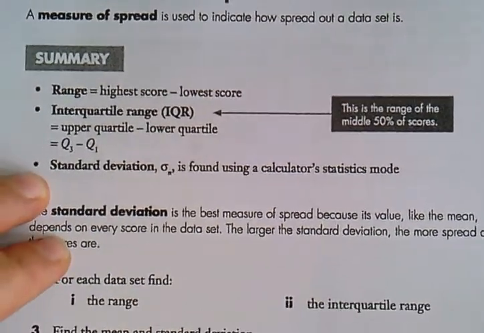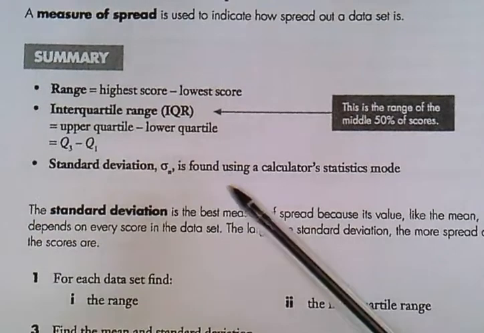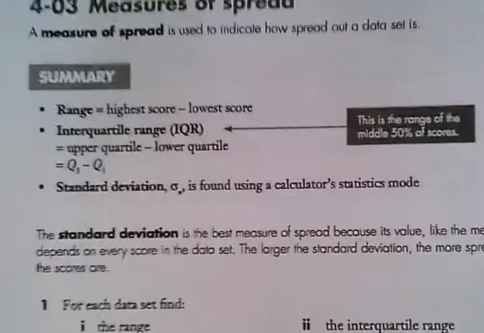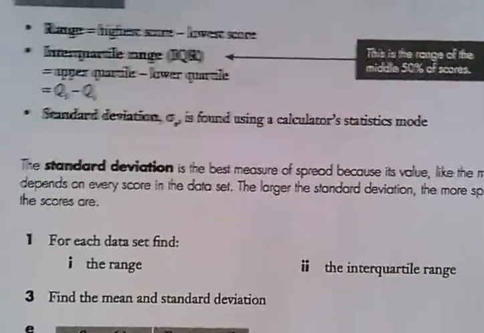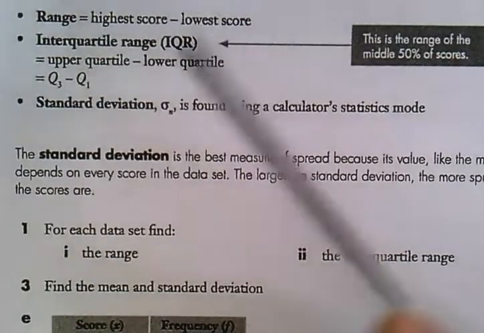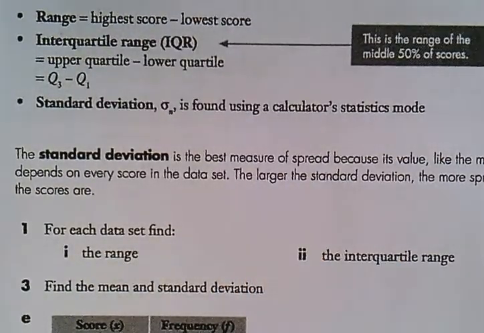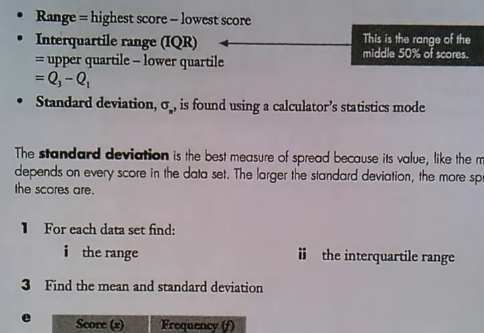And standard deviation, you can only calculate that using your calculator in statistics mode. That takes into account every single score. So range is your highest minus lowest score. It's very much affected by outliers. Your interquartile range is looking at your middle 50% of scores. Outliers don't affect the interquartile range. Standard deviation takes into account every score. So it's got some special formula, which we will be looking at.